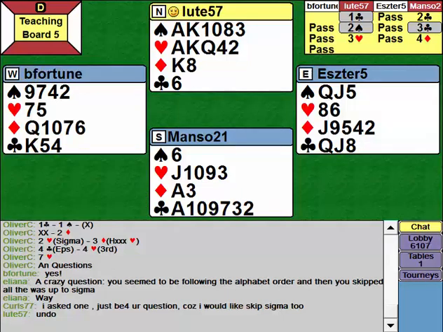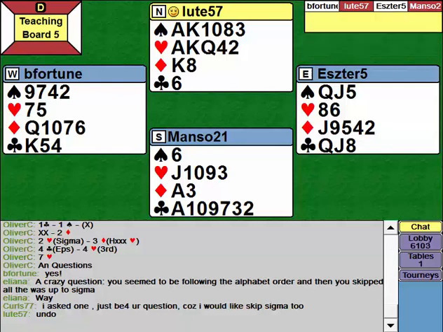Oh, hang on. I'll tell you... No, can we start this again, guys? Sorry, something's got mucked up here. I'm just going to send this hand again. We can just start bidding it again quickly.